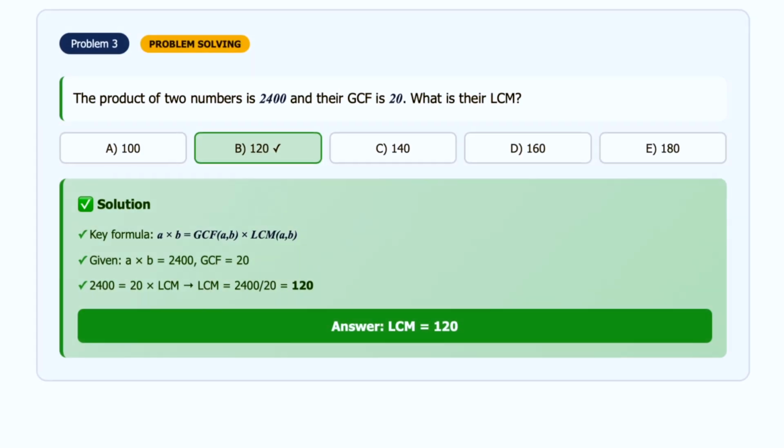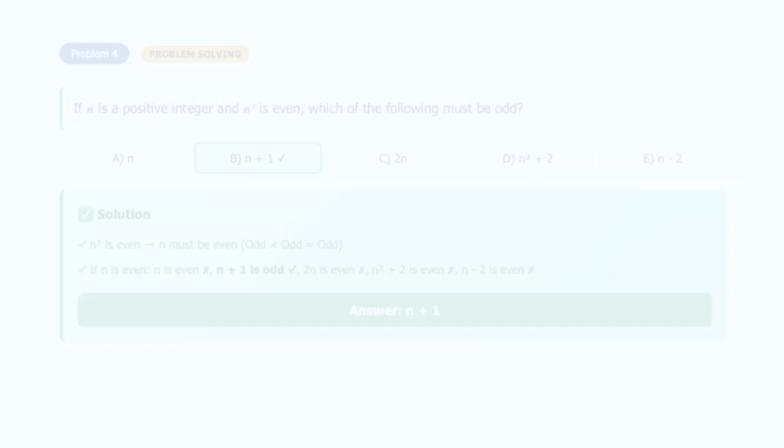The product of two numbers is 2400 and their GCF is 20. What is their LCM? Remember our golden relationship. A times B equals GCF times LCM. Substituting. 2400 equals 20 times LCM. So LCM equals 2400 divided by 20, which is 120. The answer is B. Problem 4.